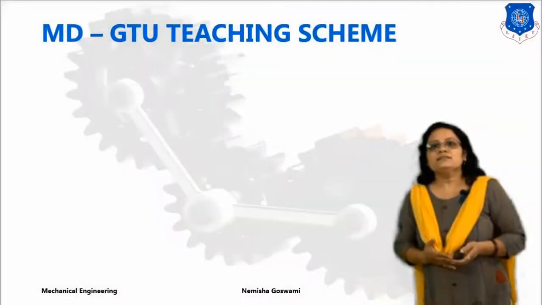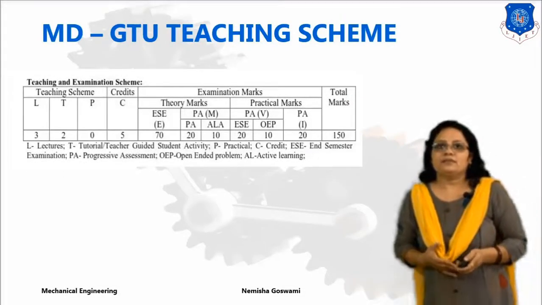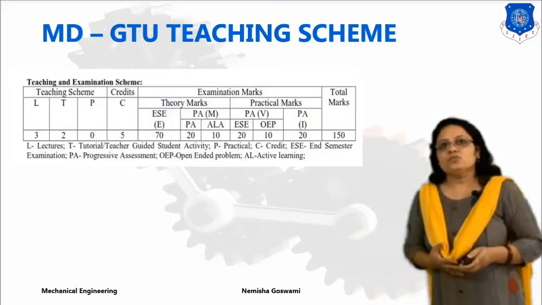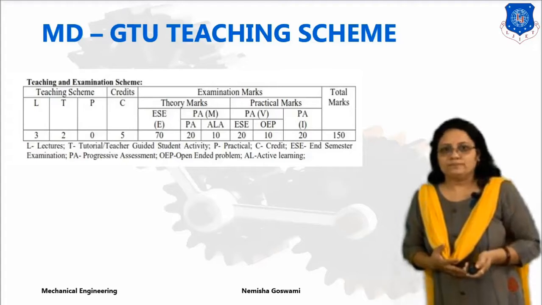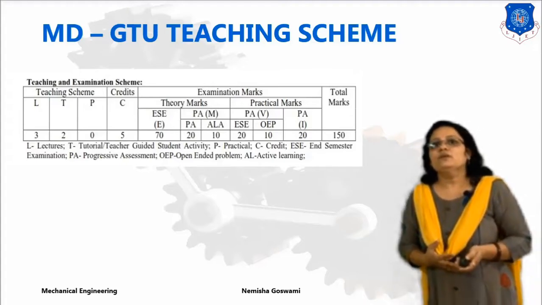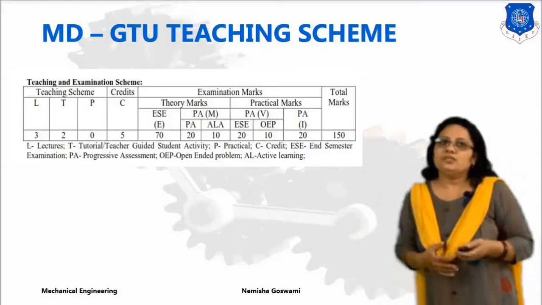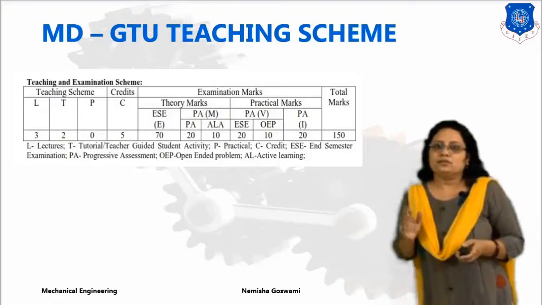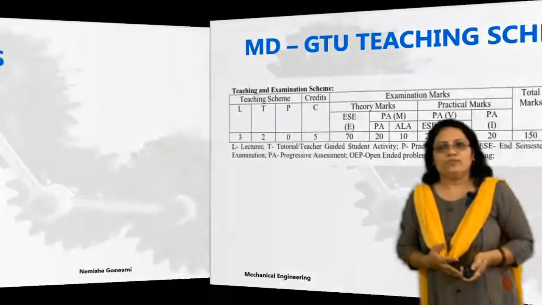Next is the GTU teaching scheme. Machine design has the subject code 2171909. So what is 2? This indicates the new syllabus, 1 is for the old. 7 is for the semester, 19 indicates mechanical engineering and 09 is for the subject. It consists of a total credit of 5 and total marks of 150.